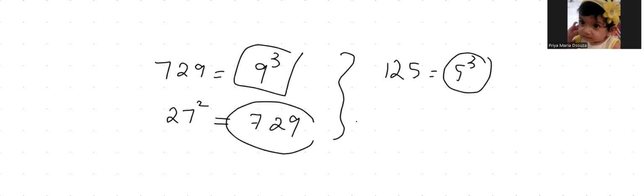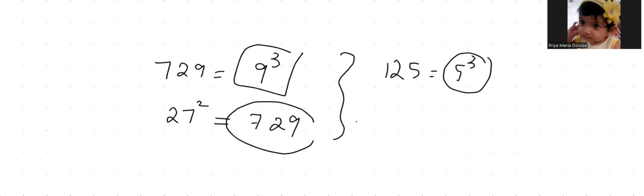But then if I give you a number like 125, 125 will be 5 cube, and it is not the square of any number. There are certain numbers which are both perfect squares and perfect cubes, but certain numbers are not both. You should know that.